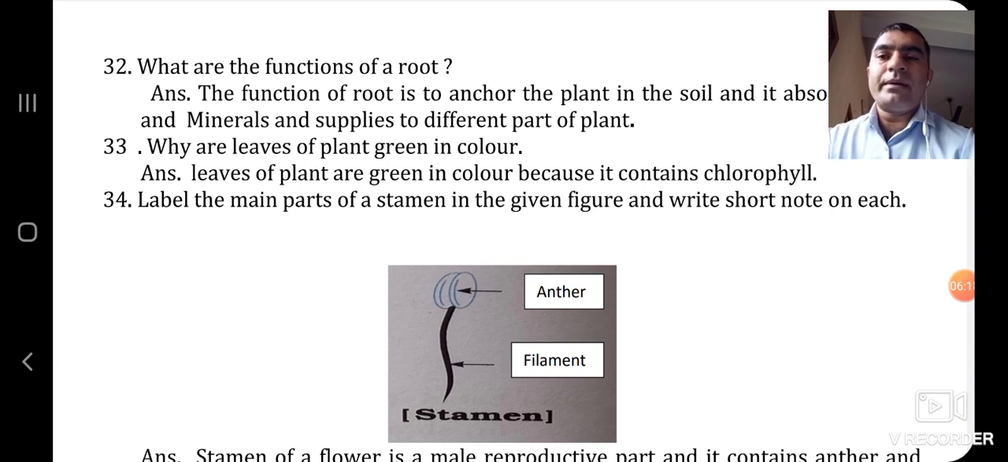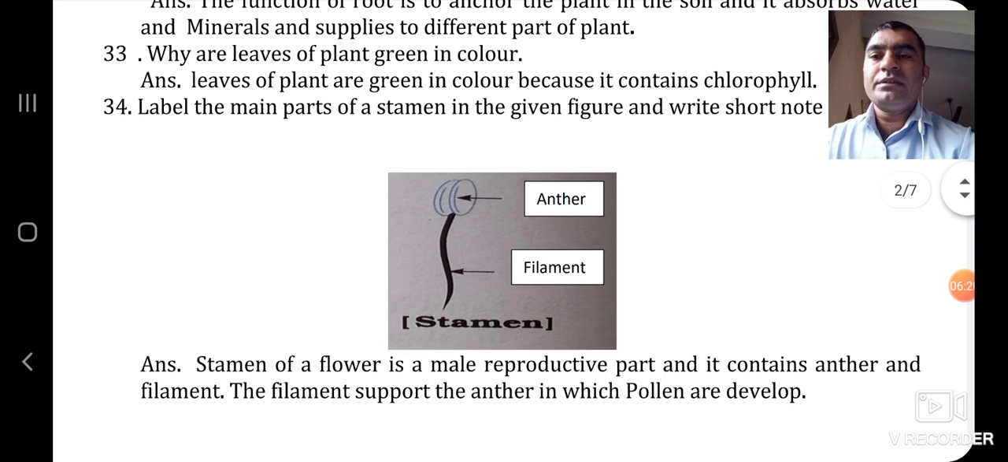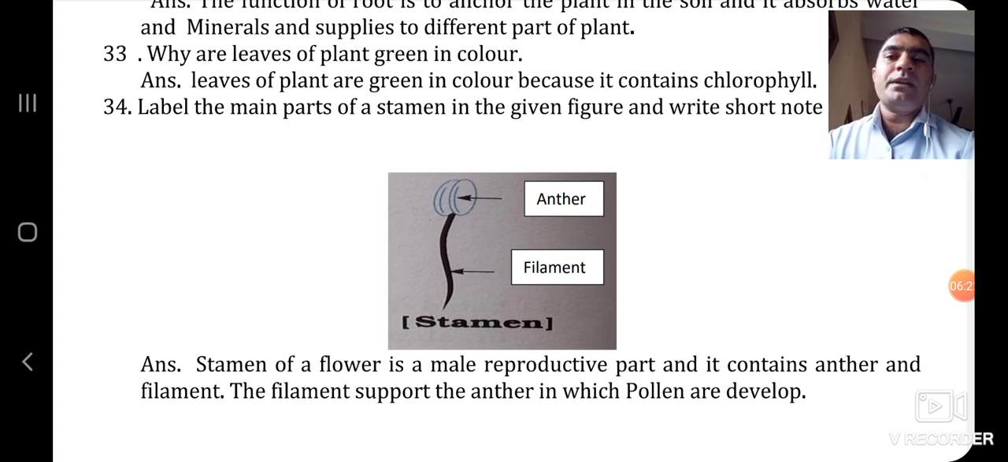the stick like structure is filament. We have to write in short: stamen of a flower is a male reproductive part, and it contains anther and filament. The filament supports the anther in which pollens are developed, means filaments support the anther, and in anther pollen grains are developed.